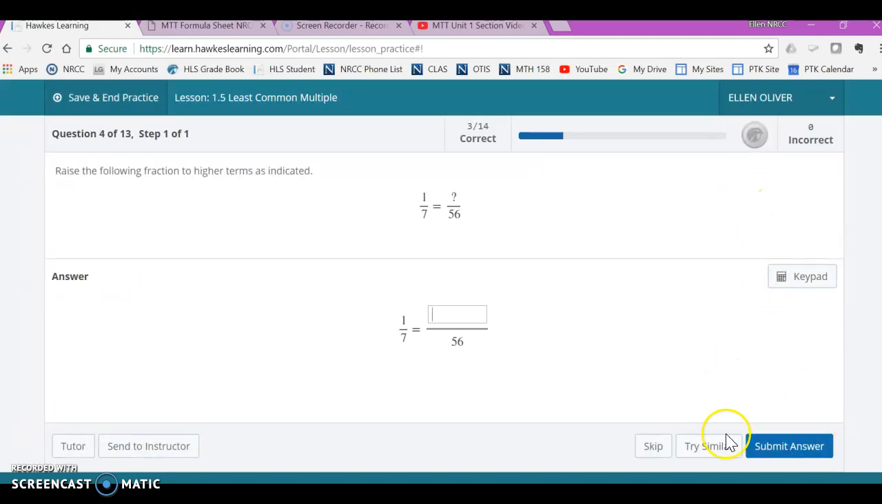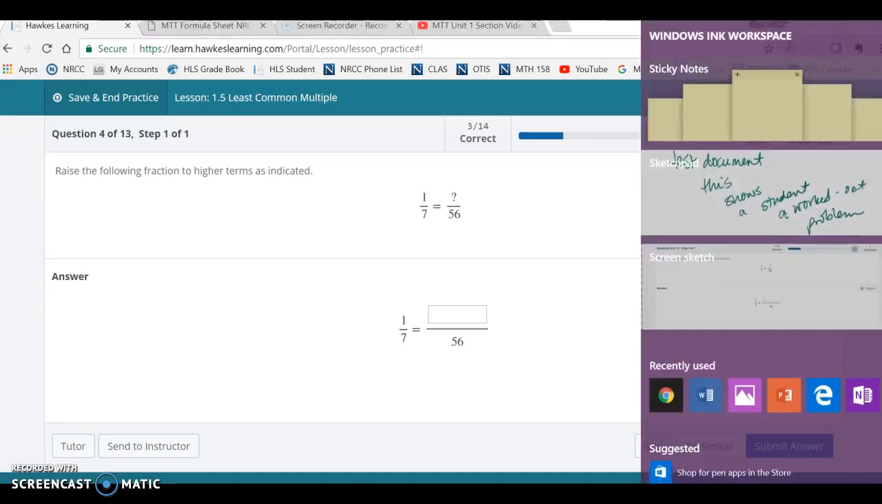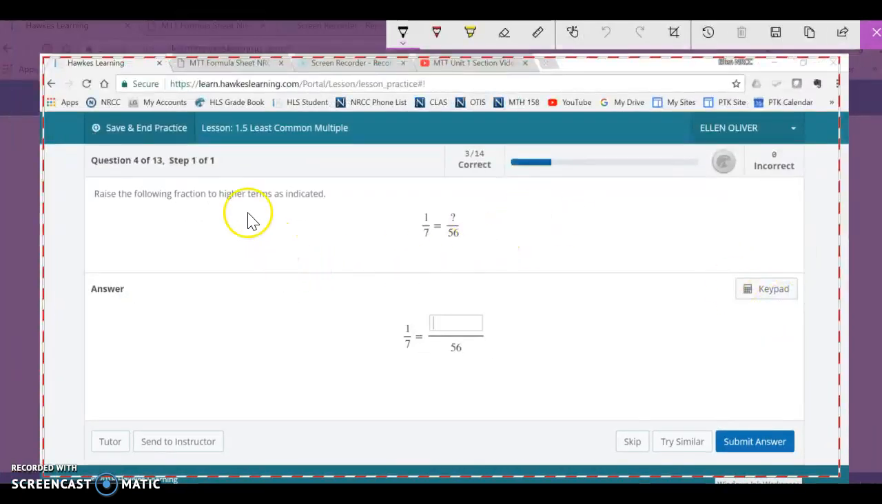All right, so this kind of problem asks, raise the following fraction to higher terms. So you need to decide, what did I multiply 7 by to get 56? And I need to multiply my 1 by that same number, okay? Well, you can use your multiplication table. 7 times 8 is 56, so 1 times 8 is 8.